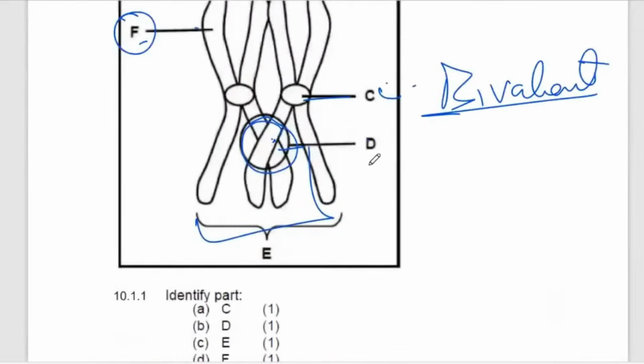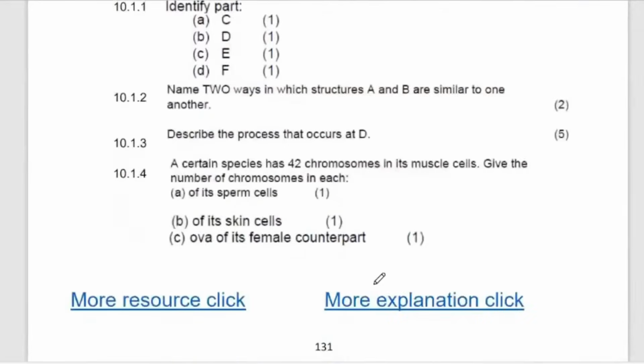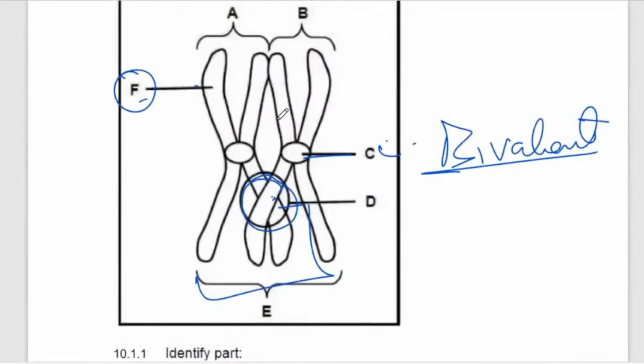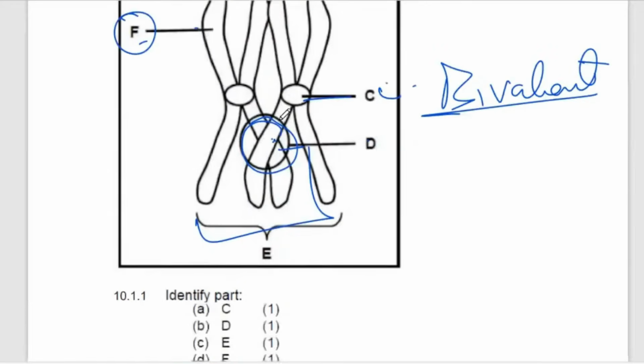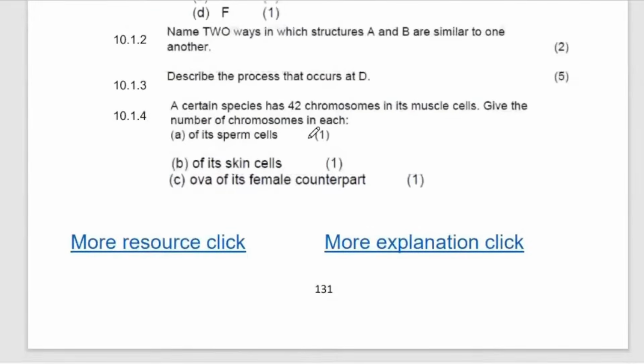Describe the process at D. So they are looking at describing the process of crossing over, 5 marks. The homologous chromosomes come together. They cross over at a point called the chiasma. They exchange genetic material between two homologous chromatids, and then they separate, and then they form genetically different chromosomes. So basically, that's what you need to explain when it comes to that.